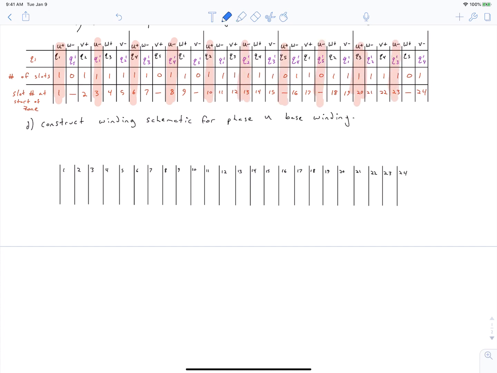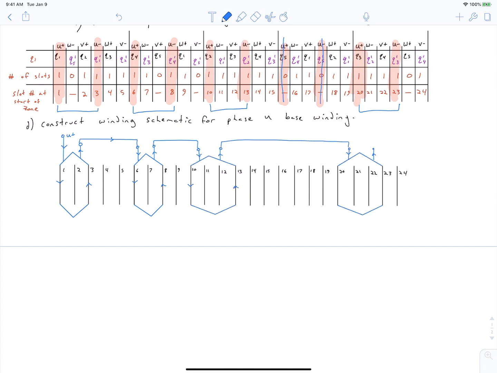And of this, you can see that this coil right here does not exist. We have no slots there. We have no slots in that zone. So coil 1 is going to connect slot 1 to slot 3. Coil 2 is going to connect slot 6 to slot 8, then 10 to 13, and then we are going to have 20 to 23. Until we finally have this winding layout schematic.